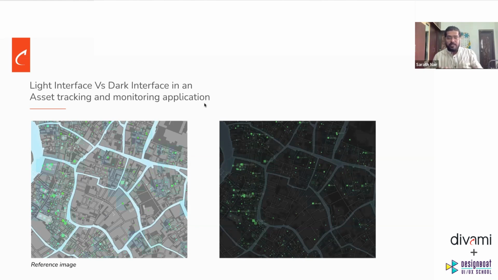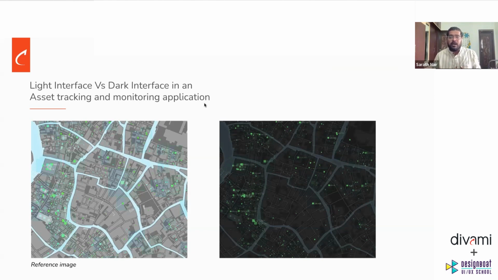Again, to give you more context, the use case is to understand what assets are violating certain areas in that map, and whether certain assets are crossing the speed limits or not. So that was the use case. What we observed from the users was that the lighter interface was giving them headaches. The darker interface was looking more cluttered.